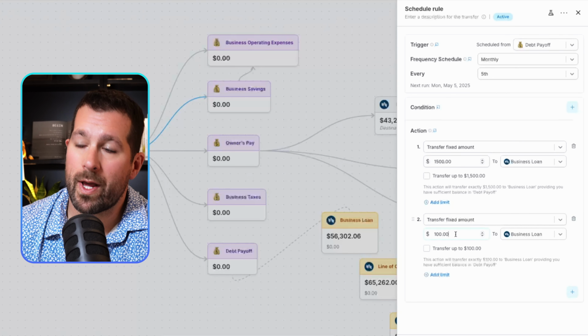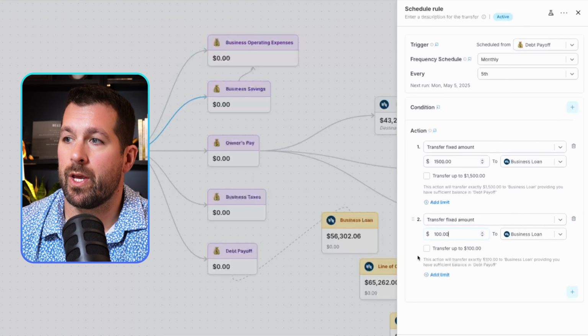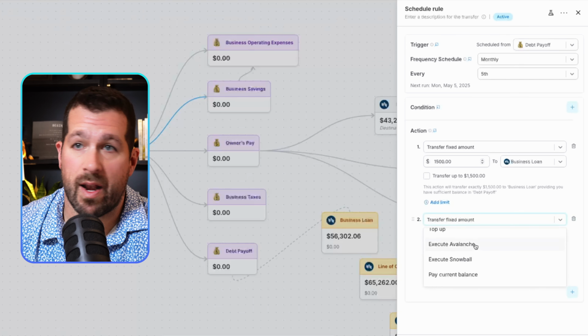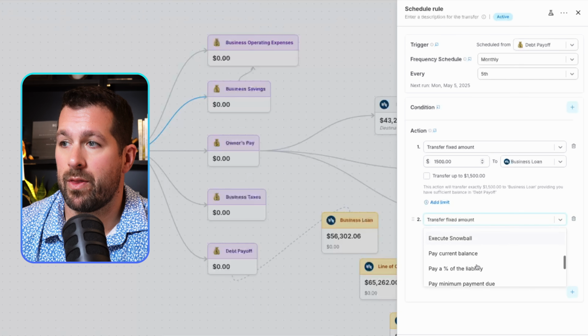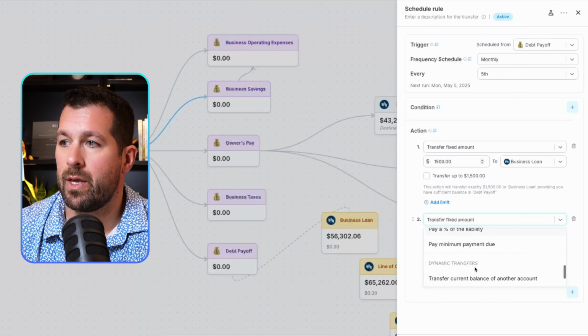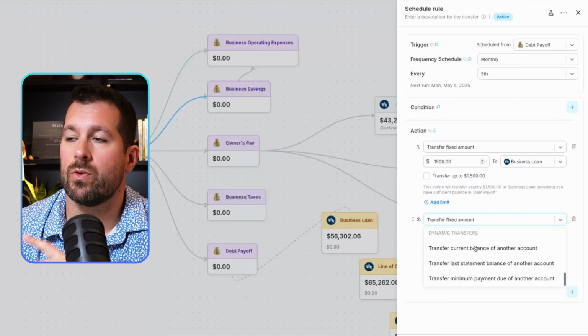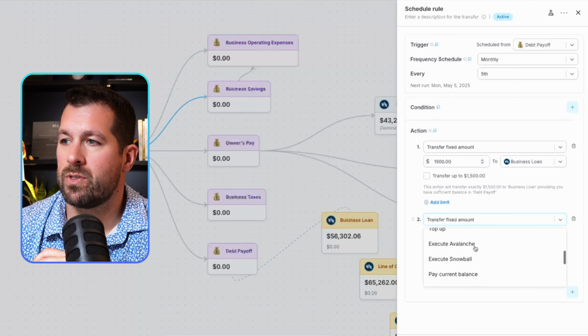Now when it comes to the rest of the debt, we have a couple different options. We can execute the debt avalanche or the debt snowball. We can pay the current balance, a percent of the liability, the minimum payment due. We can do all sorts of different options. In this case, I'm going to use the debt snowball.